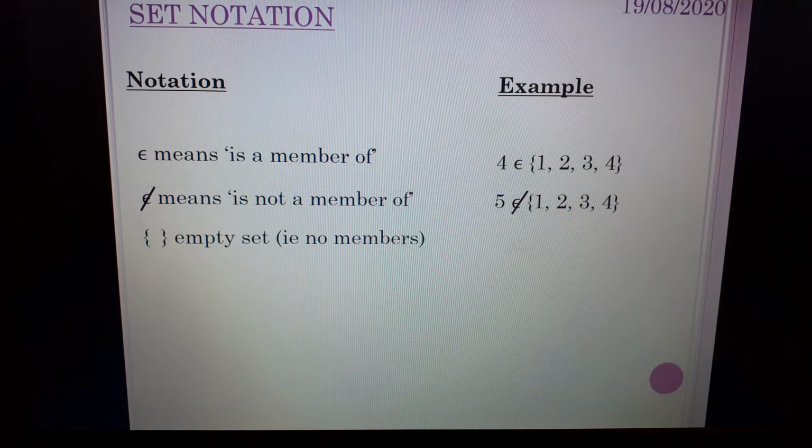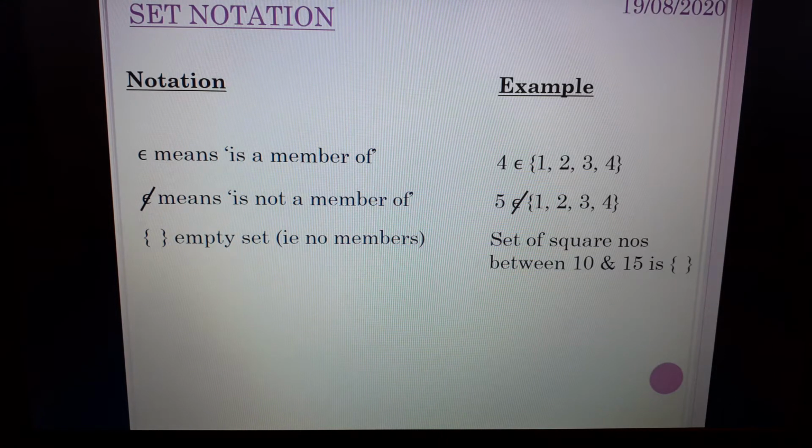It's not there, okay? That's an empty set. That's the symbol for an empty set, no members. So the set of square numbers between 10 and 15 would be an empty set. There are no square numbers between 10 and 15. 3 squared is 9. The next number, 4 squared, is 16. So 9 and 16, there's no numbers in between.